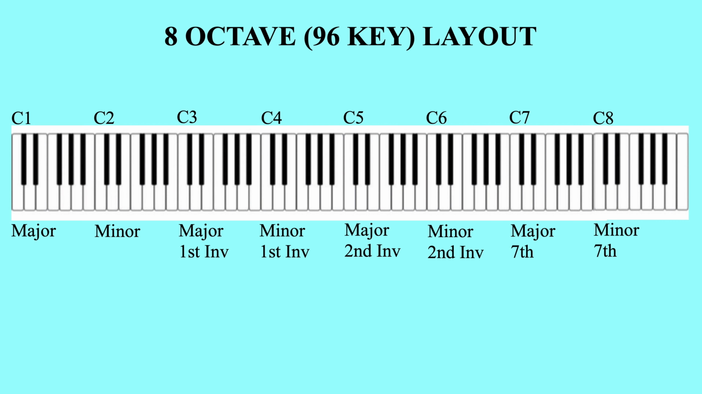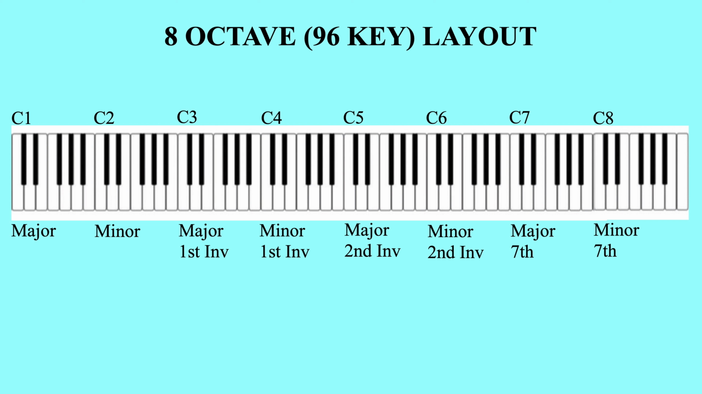So let's have a quick look at the principle. We have 8 octaves here, C1 to C8, divided up. C1 is major chords, C2 minor chords, C3 minor first inversion, C4 minor first inversion, major second inversion, etc. The last 2 octaves, C7, C8, I've used a major seventh and a minor seventh to add some variation. As I say, when we look into this, you could set the voicings up however you want, but in principle, we've just divided the keyboard into a series of octaves, each with a different chord voicing associated with it.